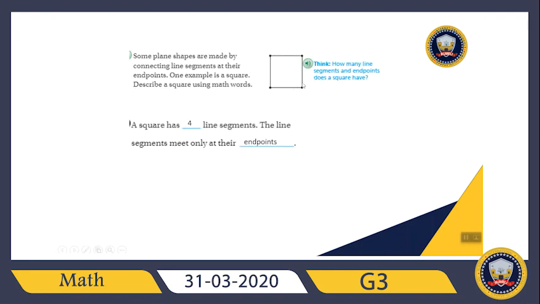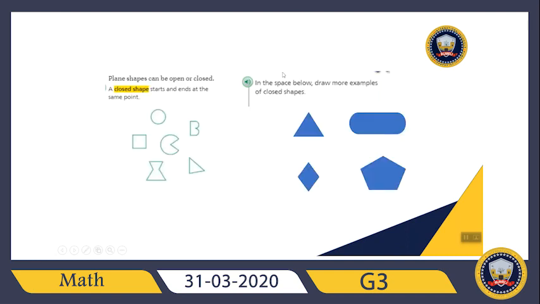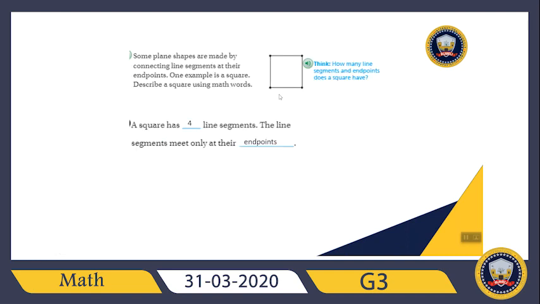Now come here. As you see in this picture, how many segments and endpoints does a square have? The question is, some plane shapes are made by connecting line segments at their endpoints. One example is a square. Describe a square using math words. Well, we can see here endpoints, again here endpoints, but these are the linked line segments. These are the linked endpoints.